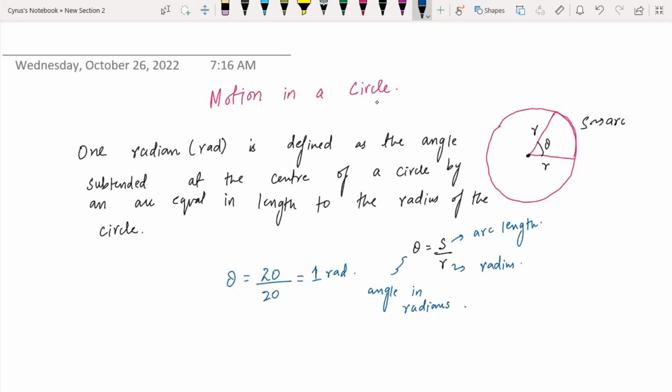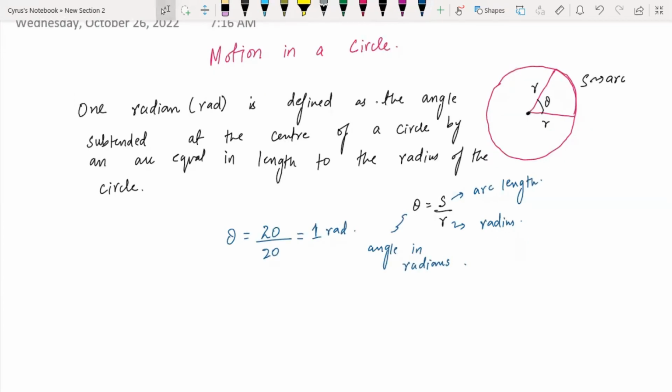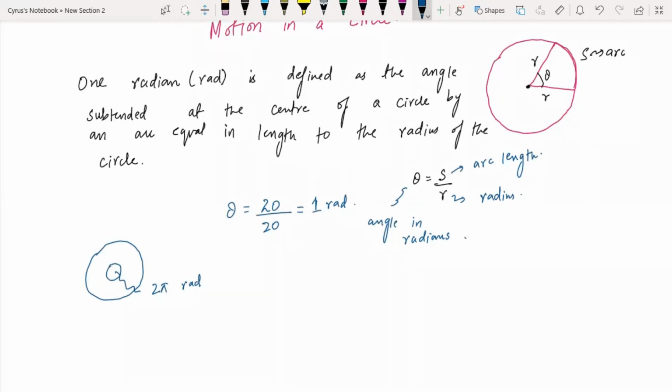1 radian is defined as the angle which is subtended at the center of a circle by an arc which is equal to the radius of the circle. Right? If we have an entire circle here, like this, the angle here is 2 pi radian, right? This angle of the entire circle is 2 pi radian. And this 2 pi radian is equal to, in fact, 360 degrees. You know this very well. 2 pi radian is, in fact, equal to 360 degrees, right?